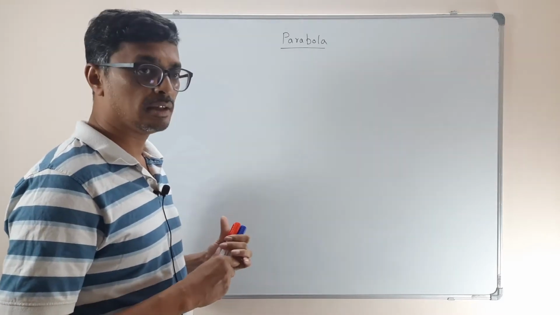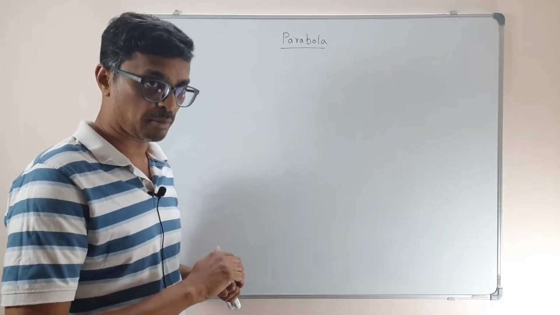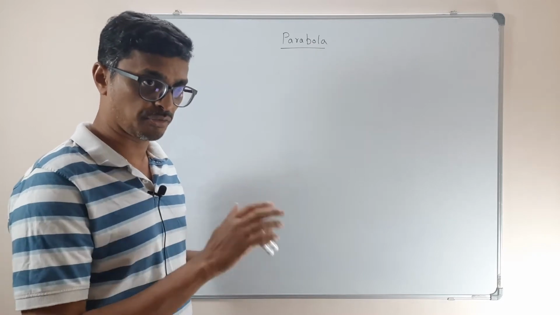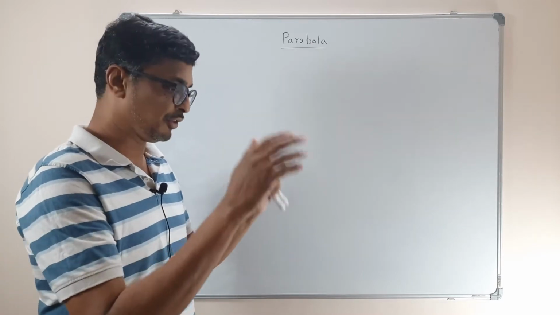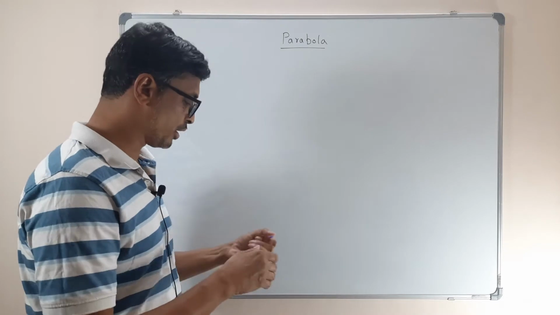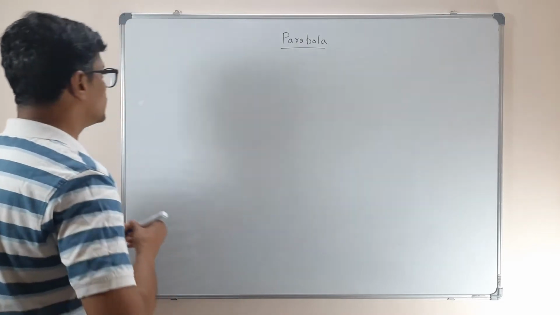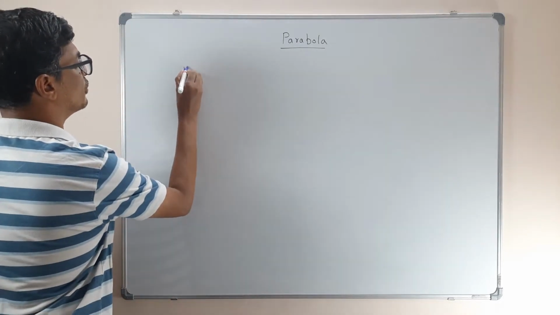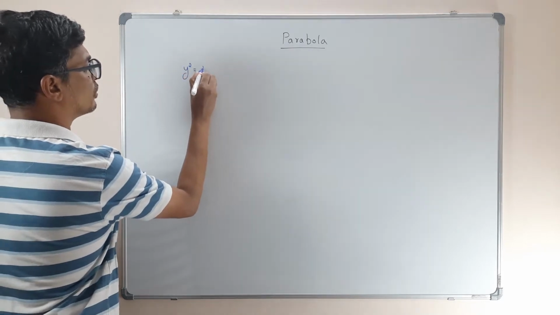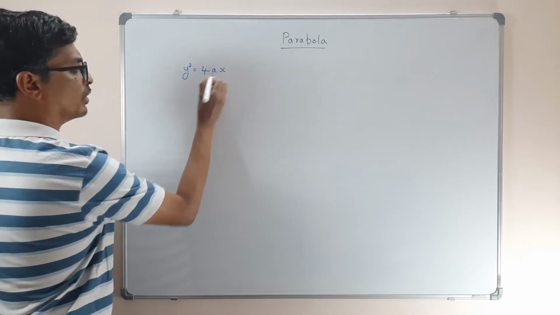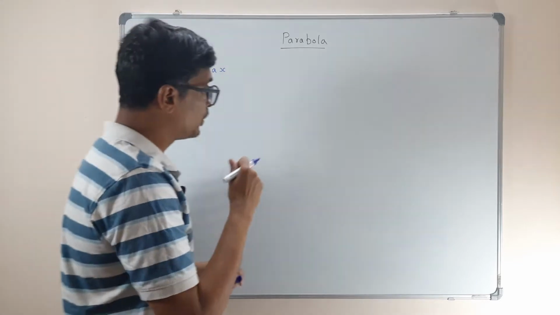Yesterday we saw the standard equation of a parabola. Conics we finished, and we went to parabola and saw the standard equation of a parabola. You remember the standard equation of a parabola? What was it? y square is equal to 4ax. Okay. So you remember all the things we did?